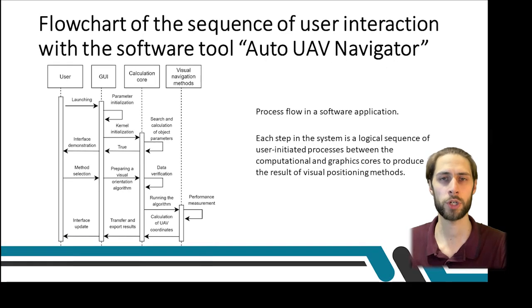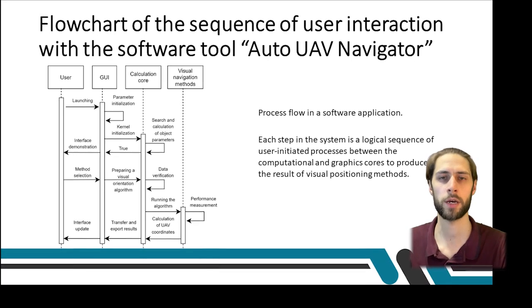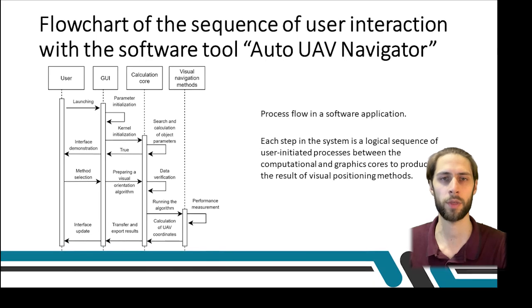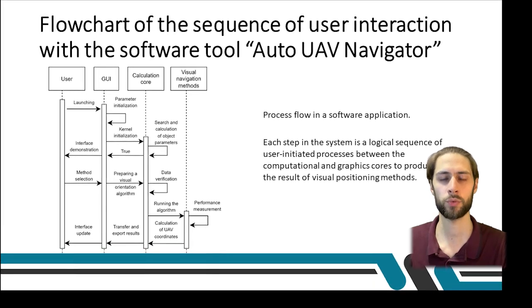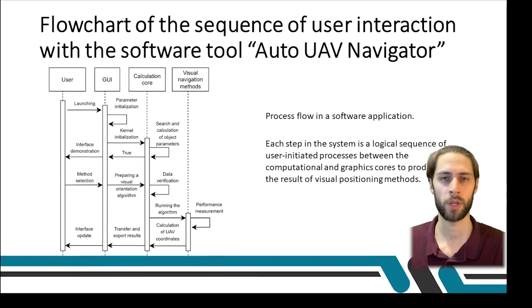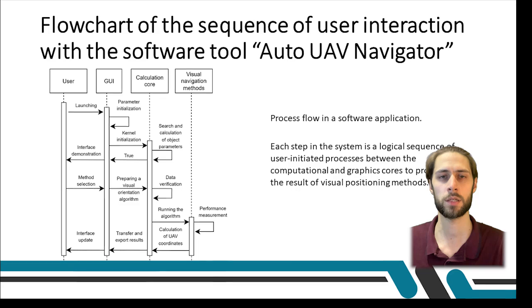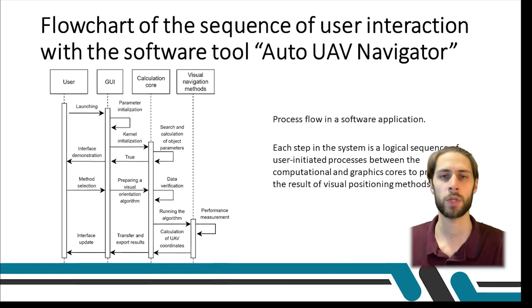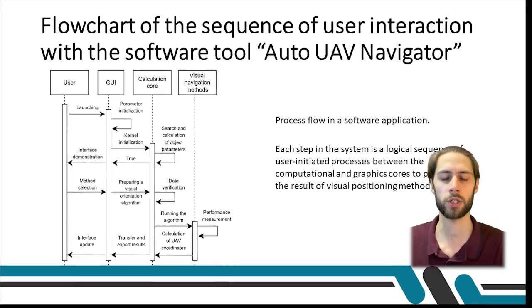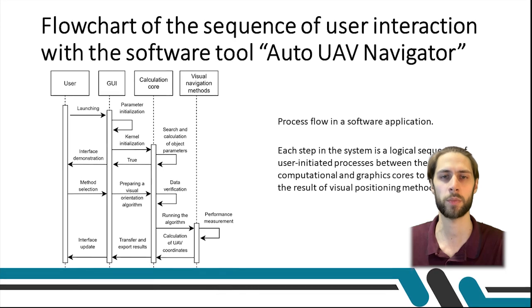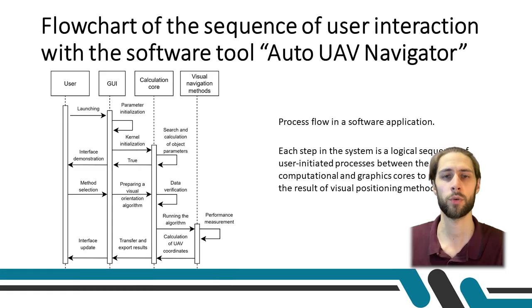The following flowchart, which is presented on the slide, allows you to understand how the process flow in the software application occurs. Among the components are the launch and initialization of components, detection of objects, application of selected local navigation methods, measurement of their performance, export and update of the interface.